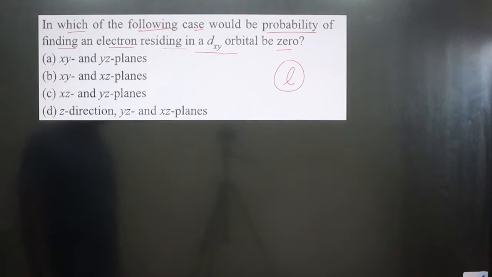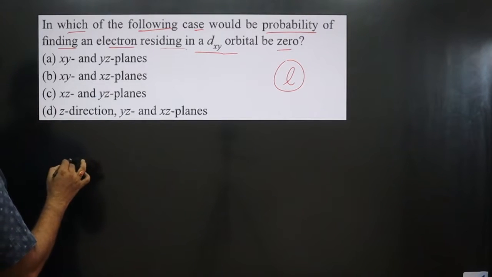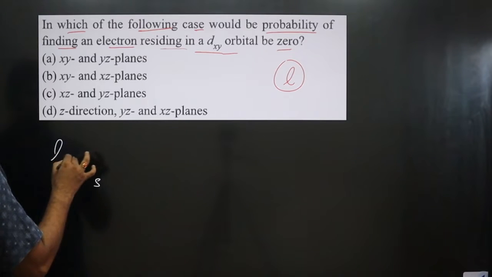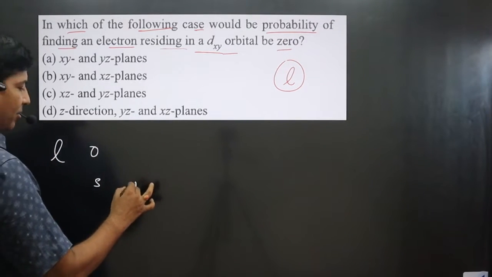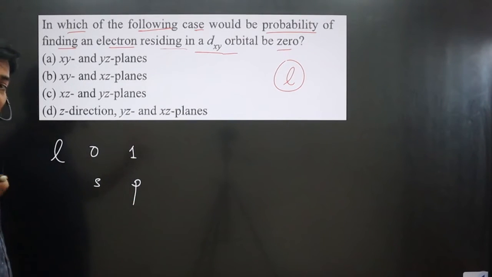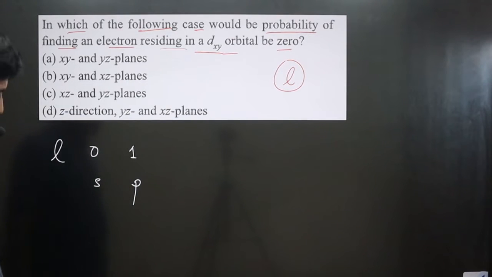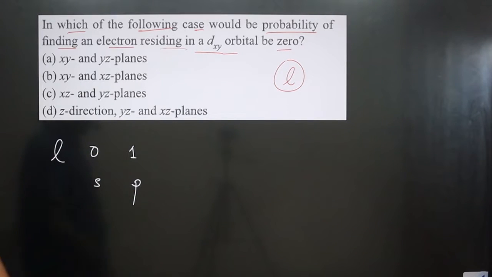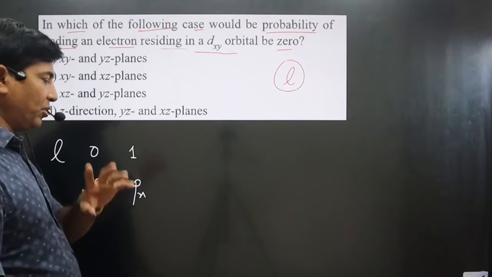Pay attention carefully. If we have an s orbital, the L value will be 0, so in this case the number of nodal planes will be 0. If a p orbital is there, the L value will be 1. For a p orbital, I am talking about a single orbital, not a subshell. The p orbital's nodal planes will be 1. If I mention px or py or pz, the nodal plane will be 1.